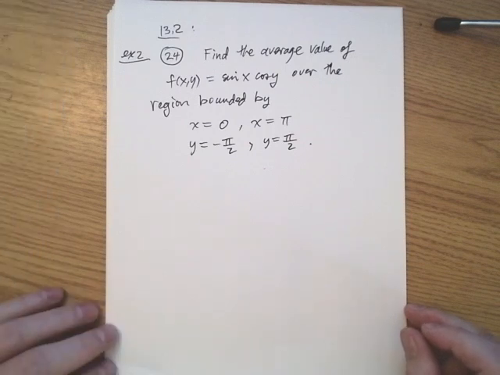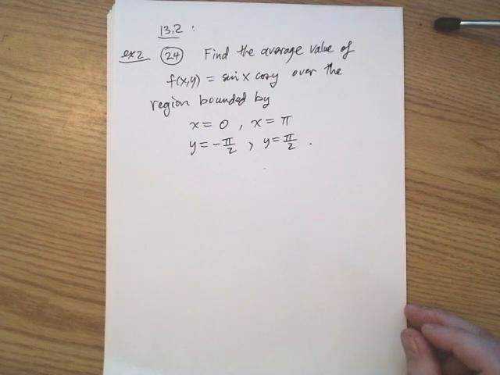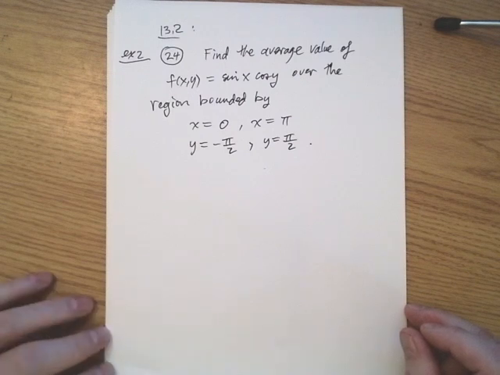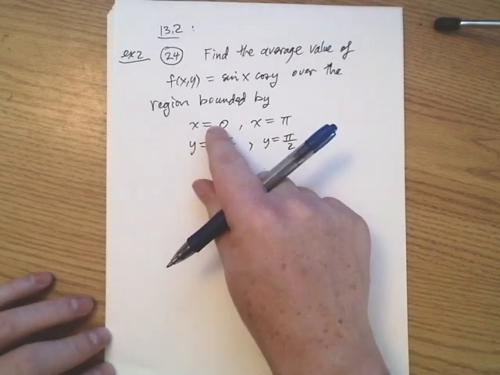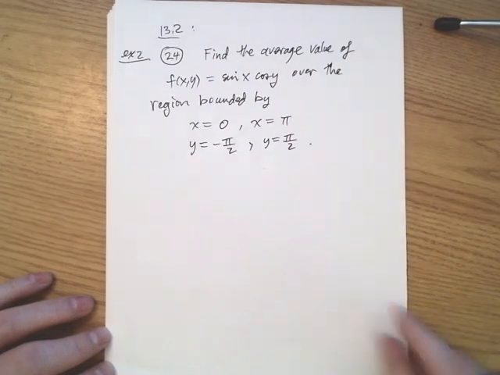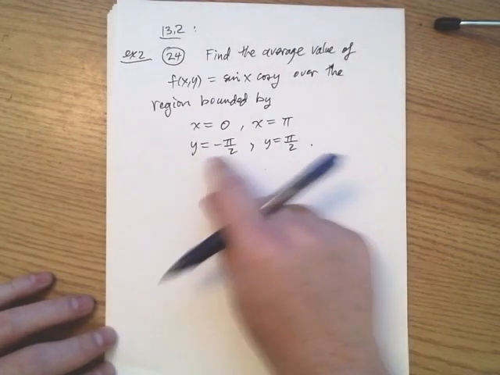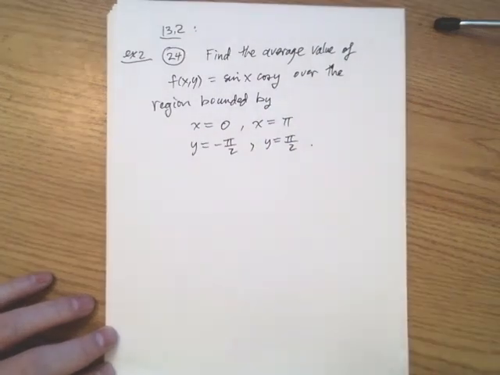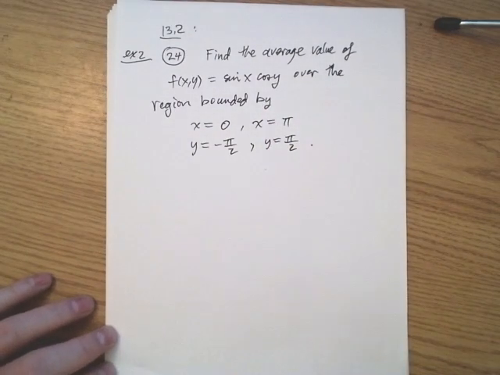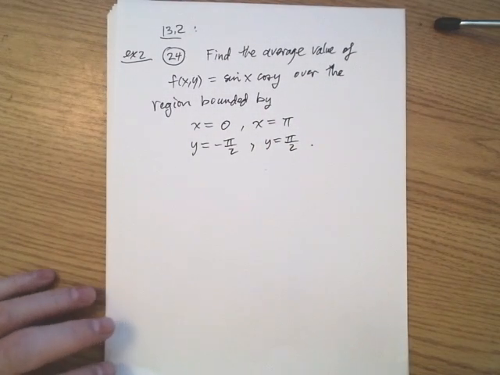Find the average value of f of x y equals sine x cosine y over the region bounded by these. These are what? Vertical lines, and these are horizontal lines. What sort of region are we looking at? Yes, these are all constants, so this is a rectangle in the xy plane. So we're integrating over a rectangle.